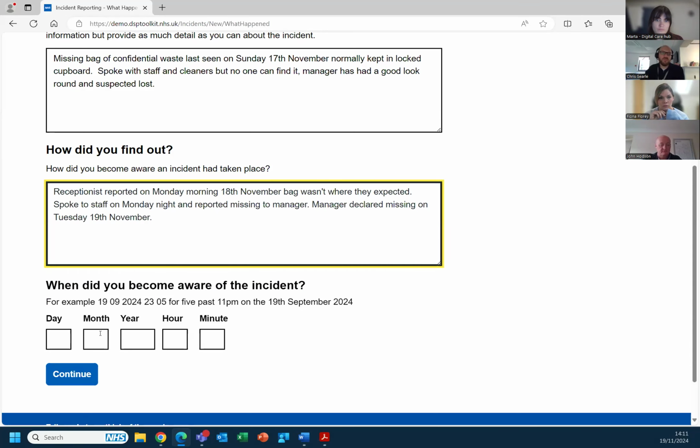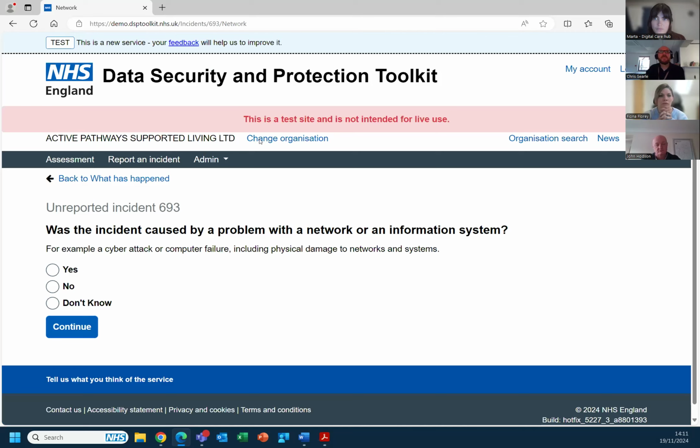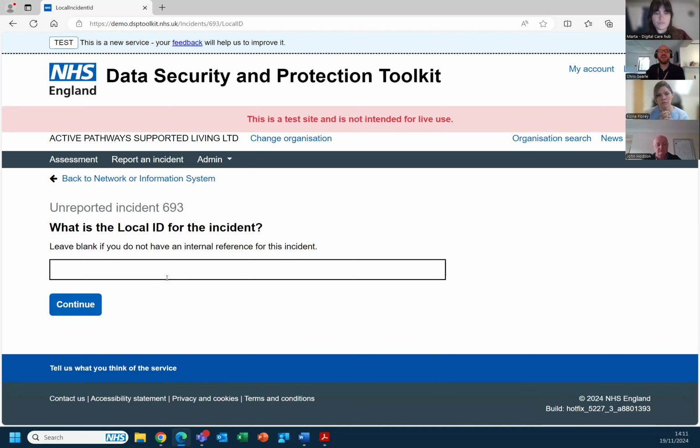So when did you become aware of the incident? This describes when the organisation became aware of the incident. So in our example, that's when the receptionist reported it missing on Monday the 18th. Now you enter an hour and a minute there, or just the hour, and the minute will complete. So was this incident caused by a problem with the network or an information system? In our example, no, because it's a missing bag of paper waste. You could also select don't know if you're at that early stage of investigation. There might be a situation where you might not know, but in our example, we can select no.